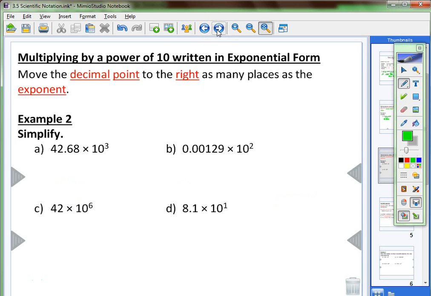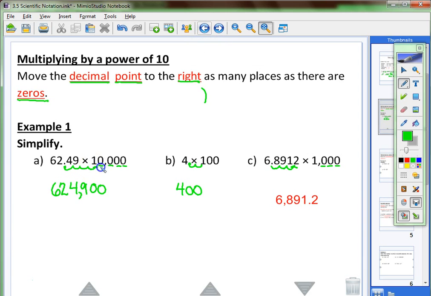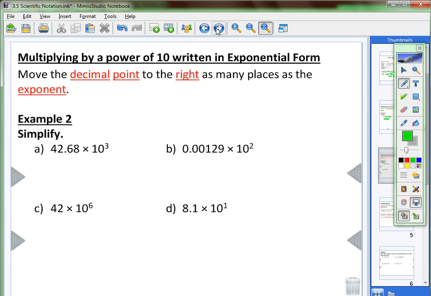Now we're going to take that one step further, and instead of just multiplying by a power of 10 as a 1 with a whole bunch of zeros after it, we're going to multiply it as a power of 10 written in exponential form. Exponential means it has an exponent with it. And we do this basically the same way as we just did the last ones. Move the decimal point to the right as many places as the exponent. This time we're looking at the exponent instead of counting zeros.